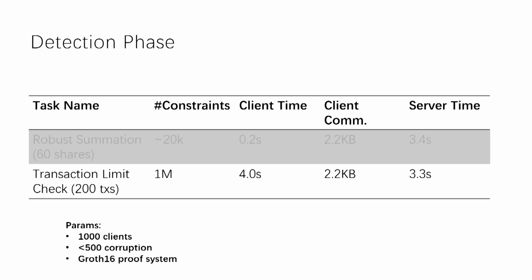In another application, we implemented our protocol for the transaction limit check in an anonymous transaction system. That compiles to more constraints, roughly 1 million. The client time in the detection phase takes only 4 seconds. That's a little bit more, but it's still quite acceptable, because we consider those protocols will be run only periodically, for example, weekly or monthly. The client communication is 2.2 kilobytes, and the server time takes roughly 3 seconds.